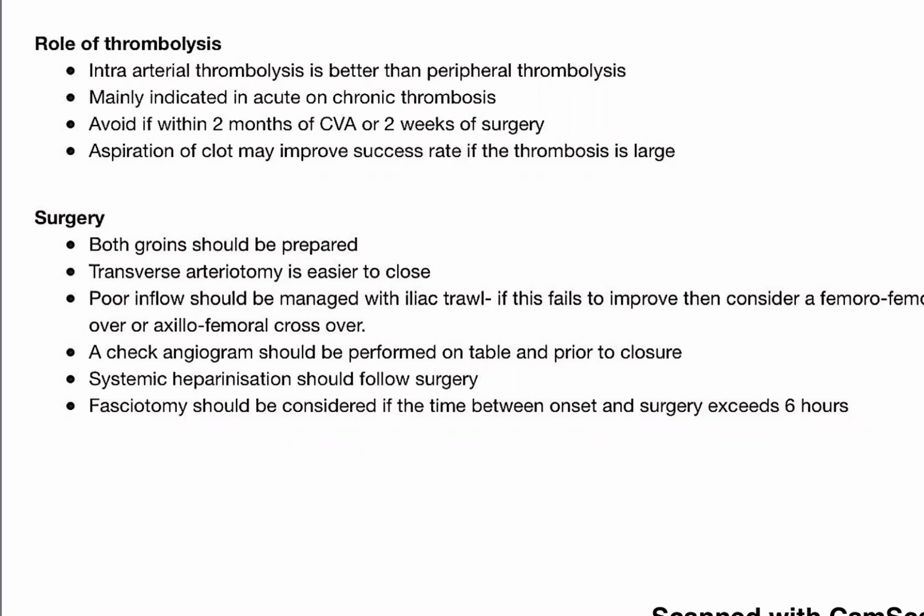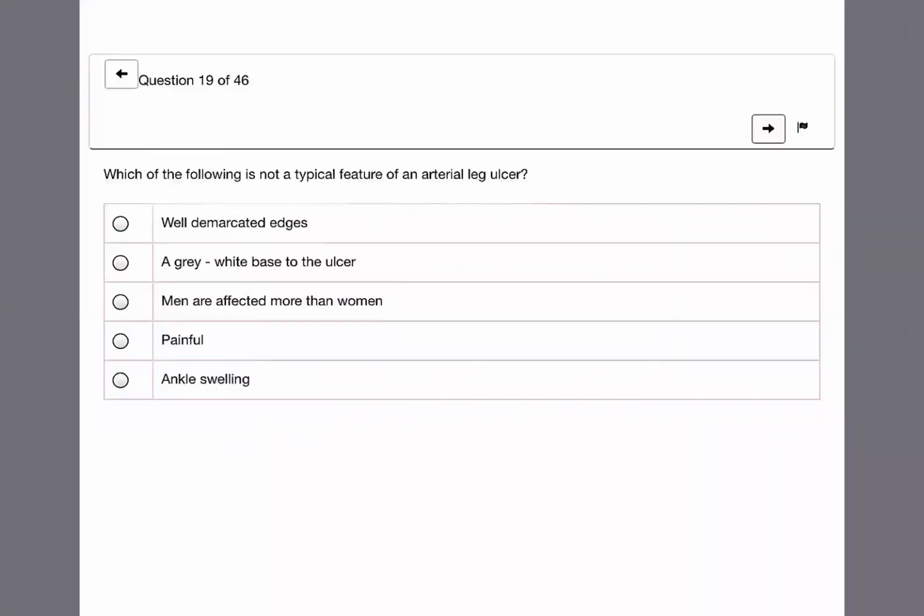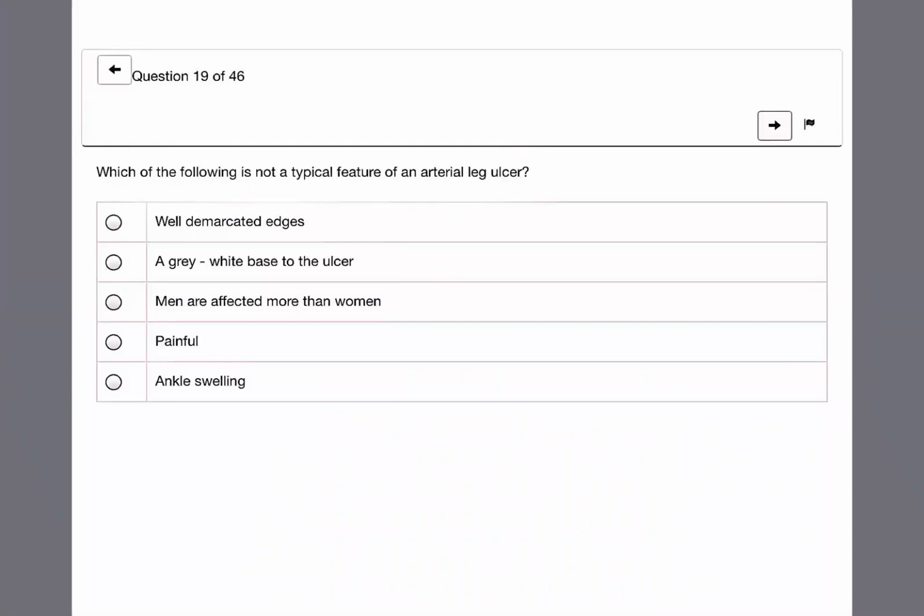Okay, next question. Who's ready? Dr. Ibrahim again. Which of the following isn't a typical feature of an arterial leg ulcer? Well demarcated edges, a gray-white base to the ulcer, men are affected more than women, painful ankle swelling. The ankle swelling is not a feature of arterial leg ulcer.